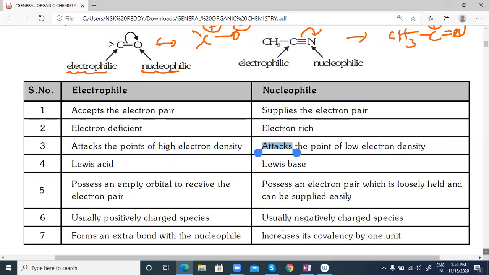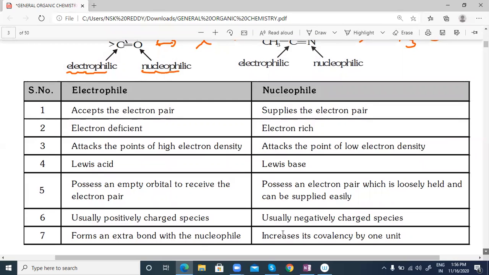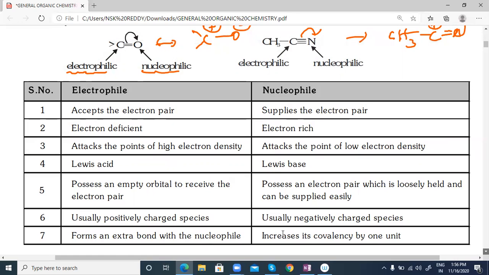So what we discussed in this video: attacking reagents, that is electrophiles and nucleophiles. Electrophile means electron deficient compound. Nucleophile means electron rich compound. These are the two terms you can remember. That's more than enough. Thank you. Thank you very much.